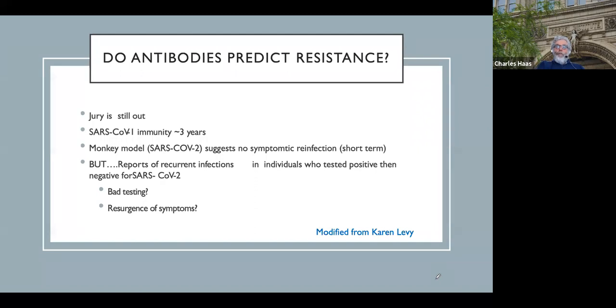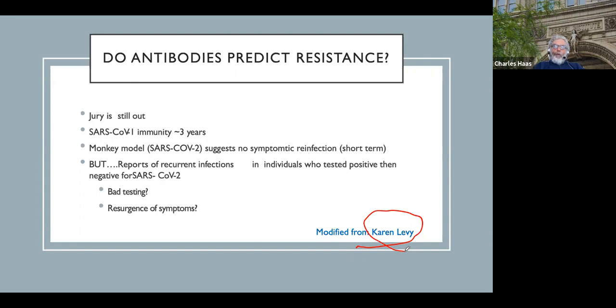Does measurement of the antibody predict resistance? Again, this is from Karen Levy's talk that I've modified. And the jury is still out. For SARS coronavirus 1, the immunity has been estimated to be about 3 years. In other words, you maintain sufficient immunity in your system to be relatively resistant for 3 years following its initial development.